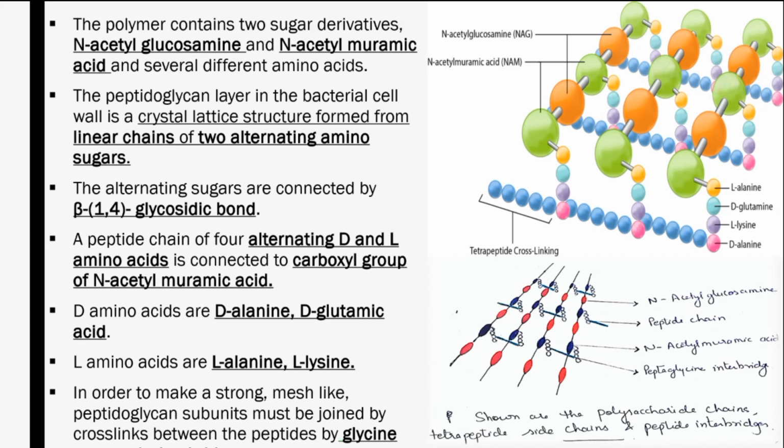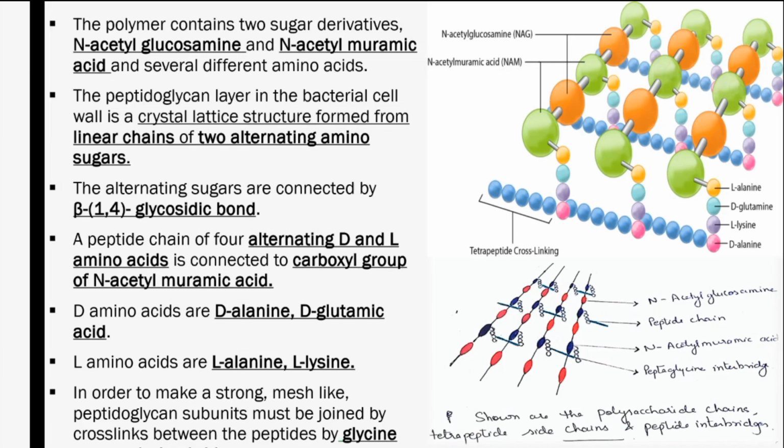The peptidoglycan layer in the bacterial cell wall is a crystal lattice structure formed from linear chains of two alternating amino sugars. The alternating sugars are connected by beta-1,4 glycosidic bond. The peptide chain of 4 alternating D and L amino acids is connected to the carboxyl group of N-acetylmuramic acid.